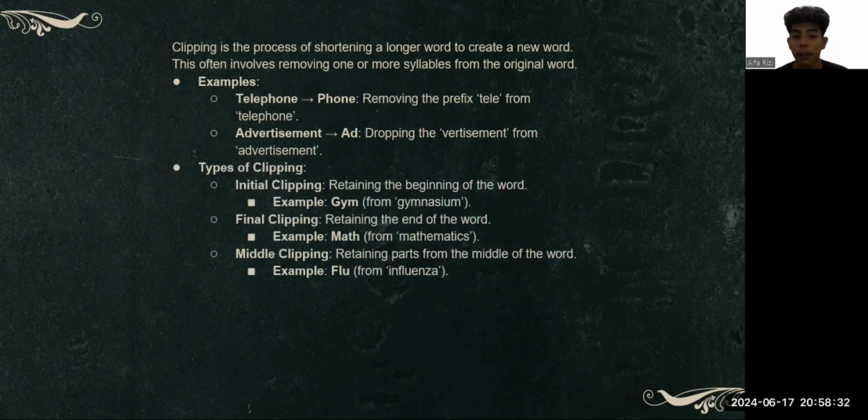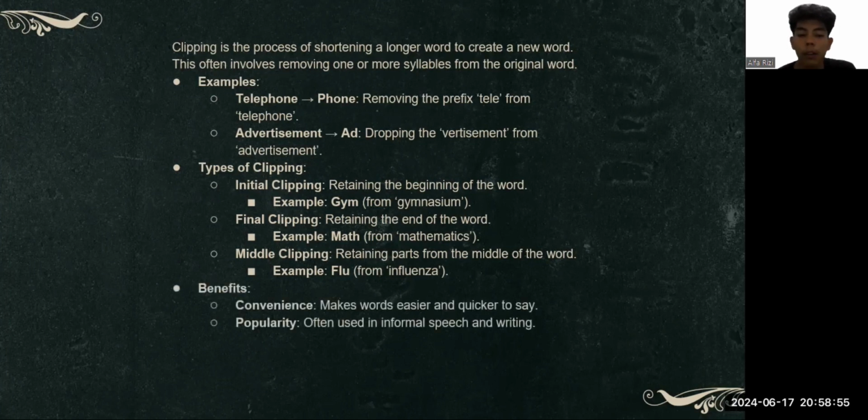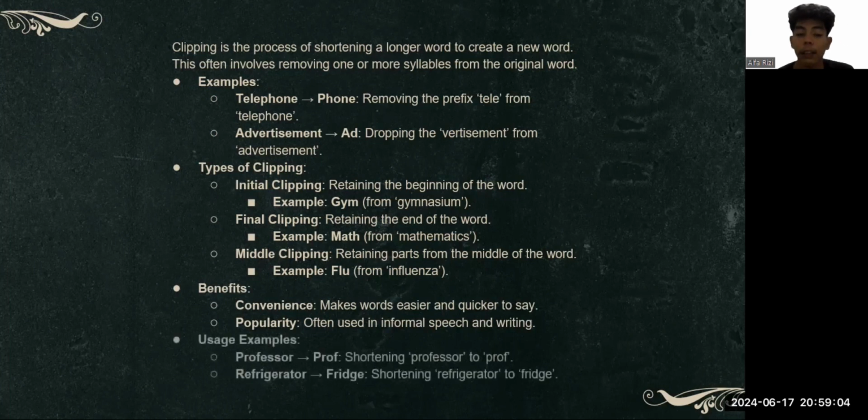Types of clipping. Initial clipping, retaining the beginning of the word. Example, gym, from gymnasium. Final clipping, retaining the end of the word. Example, math, from mathematics. Middle clipping, retaining part of the middle of the word. Example, flu, from influenza. The benefit is convenience; it makes words easier and quicker to say. Popularity: often used in informal speech and writing.